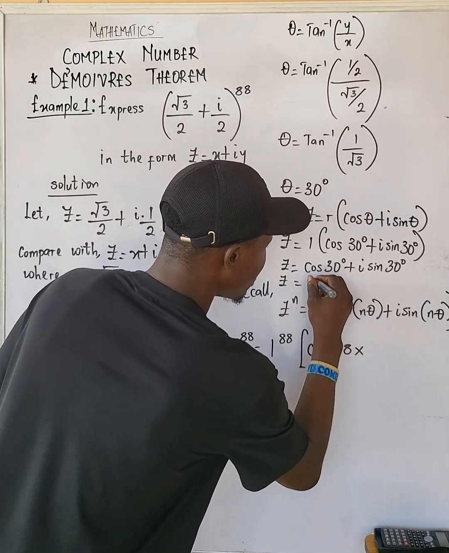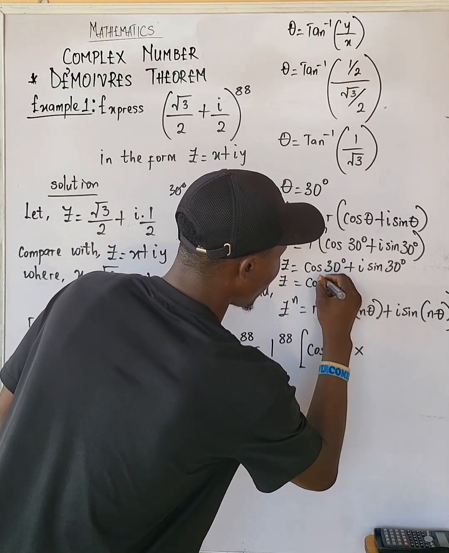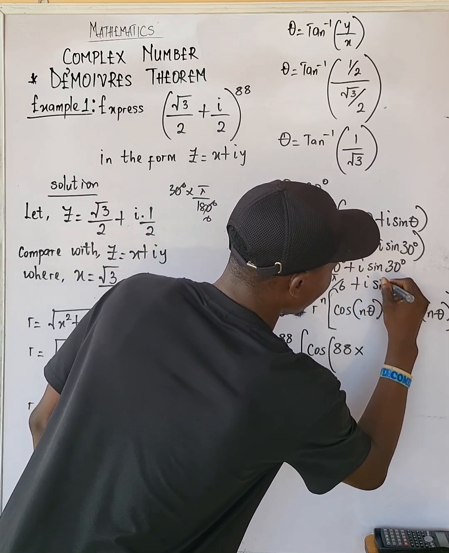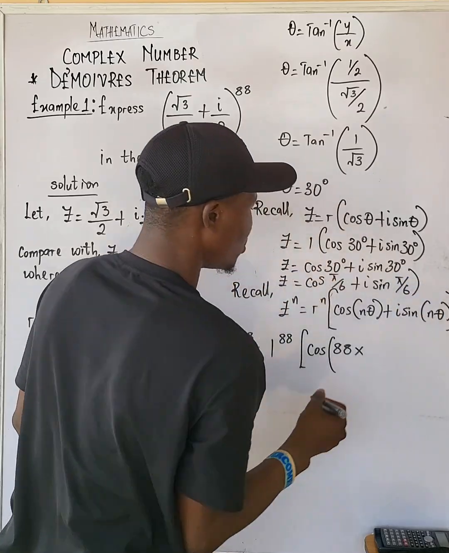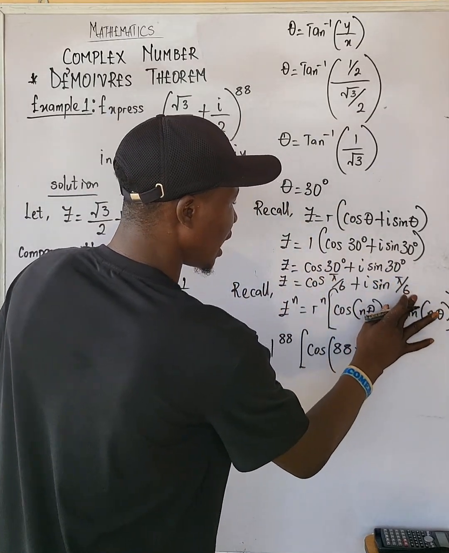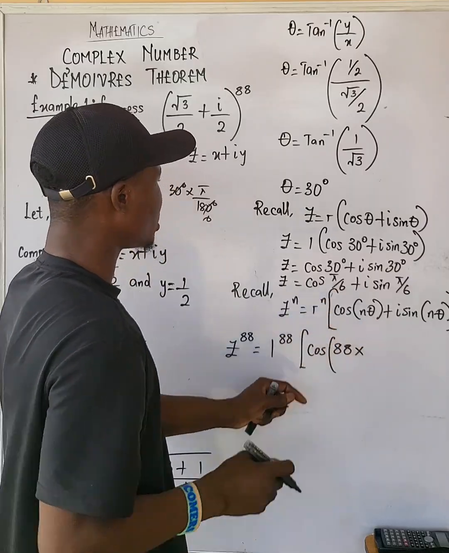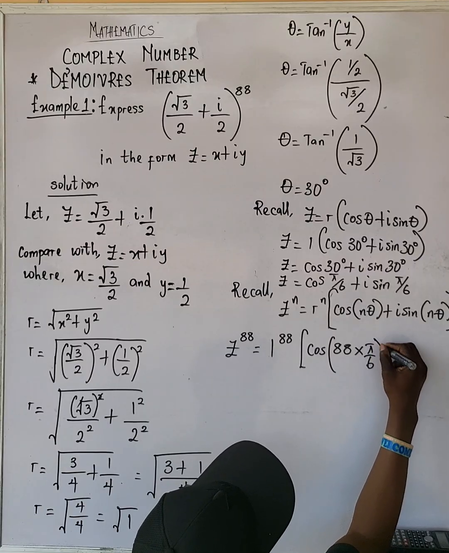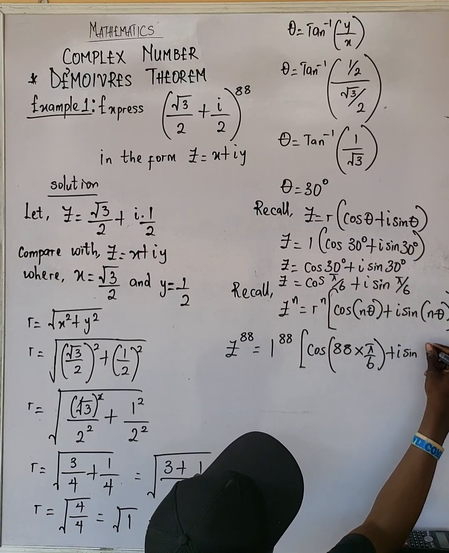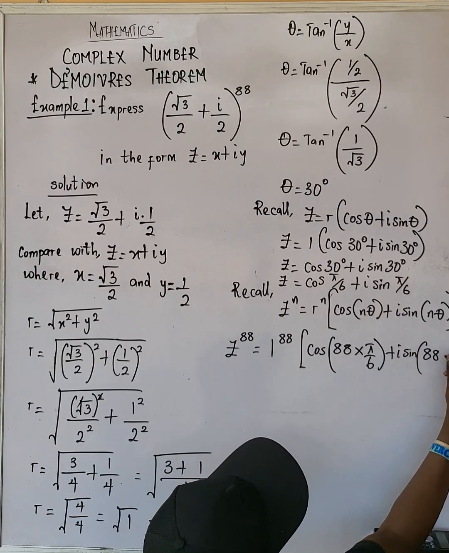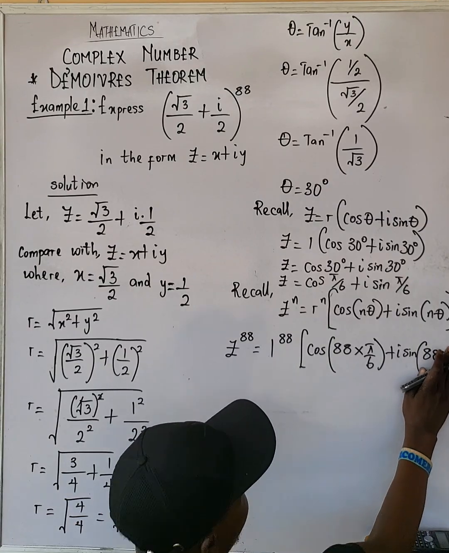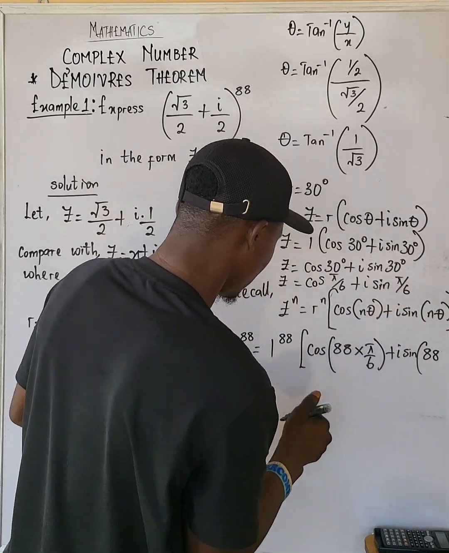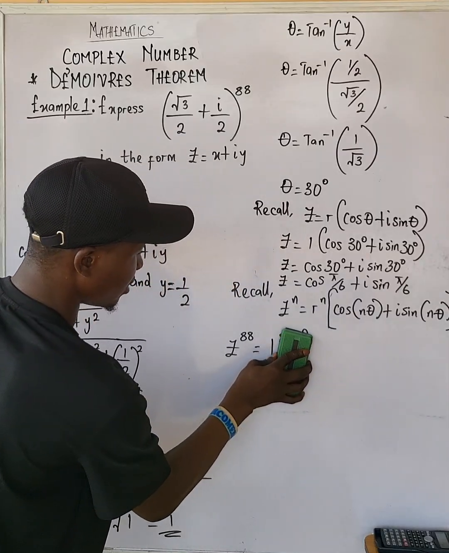It means now here will be cos pi over 6 plus i sine pi over 6. So now it means that this theta is the same thing as pi over 6. Then plus i sine. That will now be 88 multiplied by pi over 6. I'm not sure you'll be able to see it. Will you be able to see it? Let me just write it again.